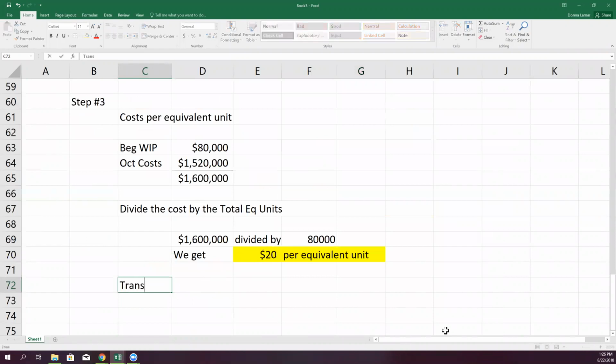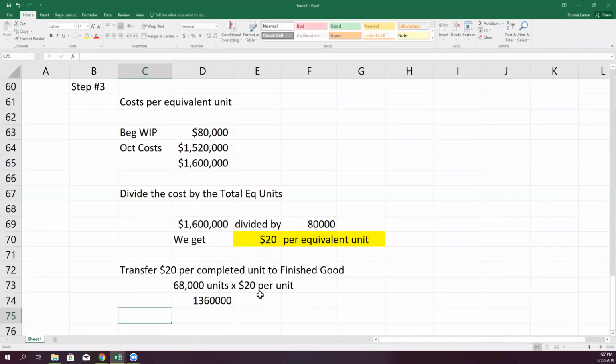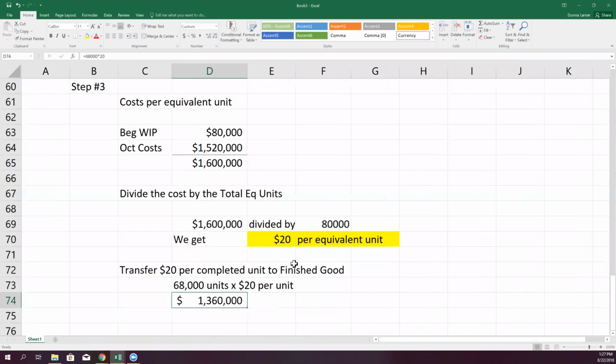So transfer $20 per completed unit to finished goods. So that's 68,000 units times $20 per unit. So we're going to move over 1.3 million to finished goods.